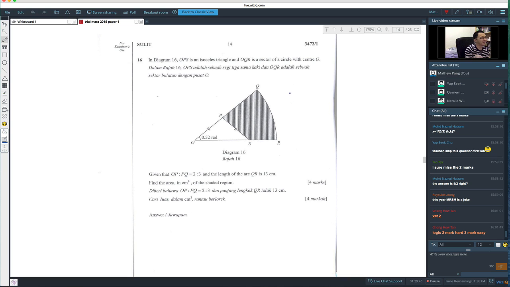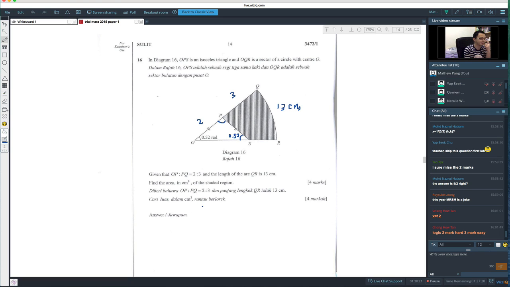Anyway, let's move on. The question tells you this is an isosceles triangle. I know isosceles triangle means two equal angles, so this one is 0.52 also. Okay, so I can get this angle easily, but I'm not sure I need it or not. The question says OP and PQ is 2:3. This is 2, this is ratio 3. The arc length of QR is 13 centimeters. So this is cm, this is ratio. Find the area of the shaded region.